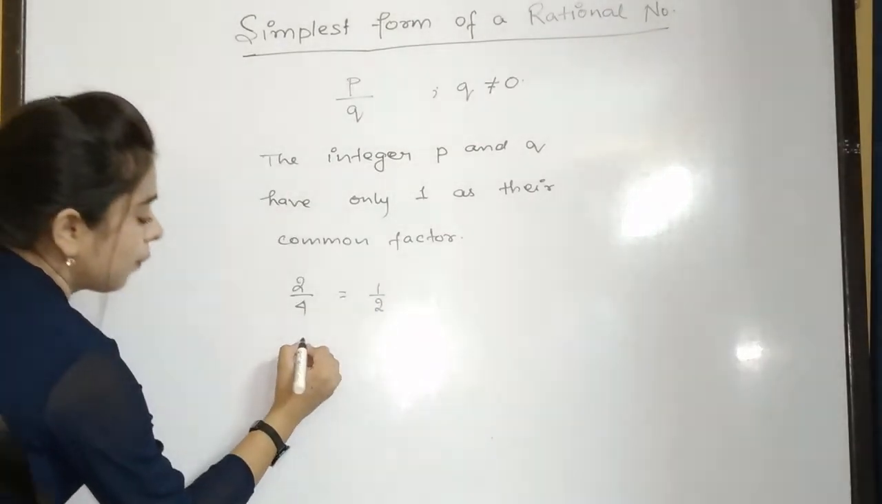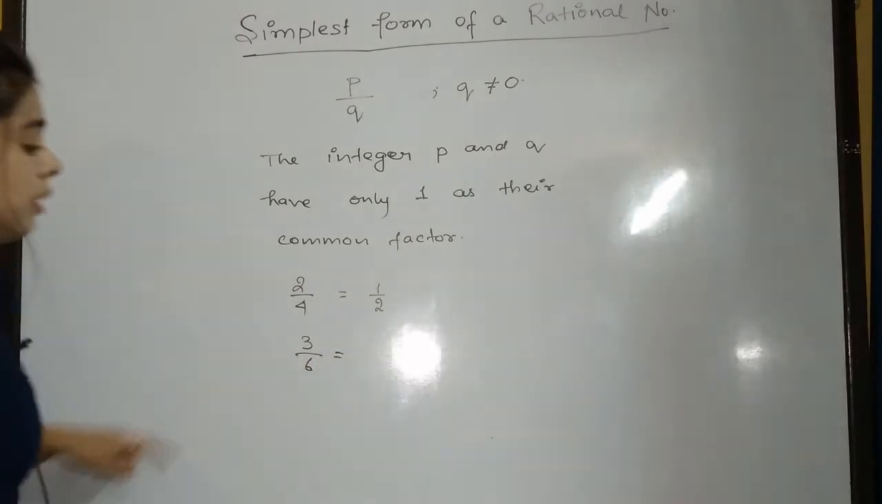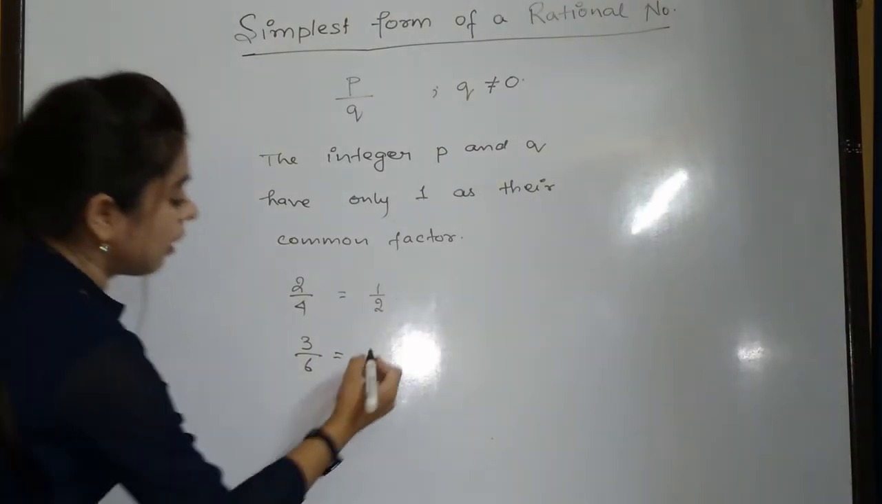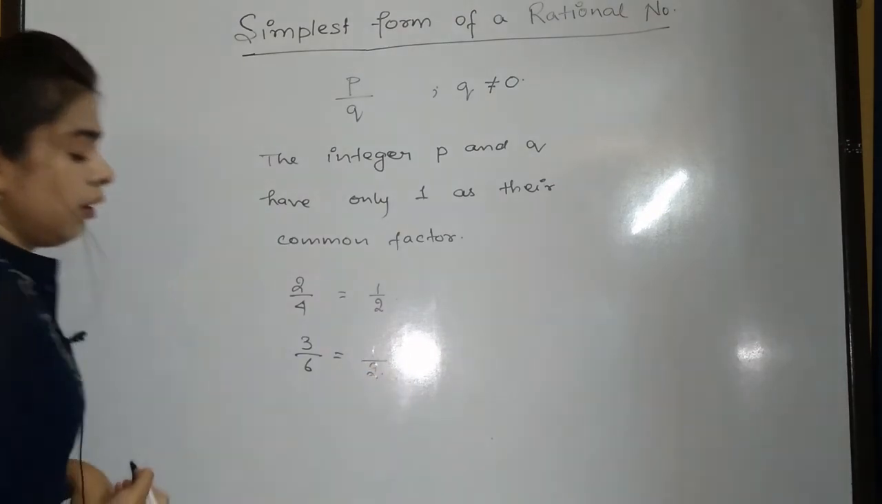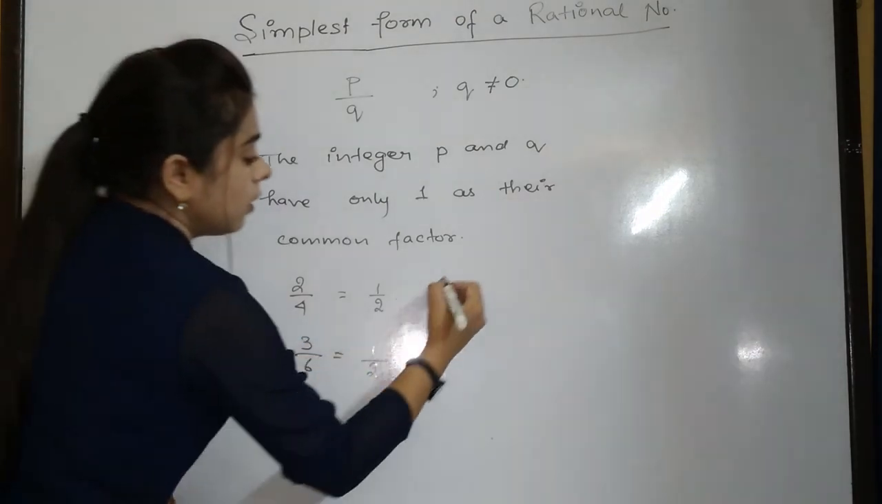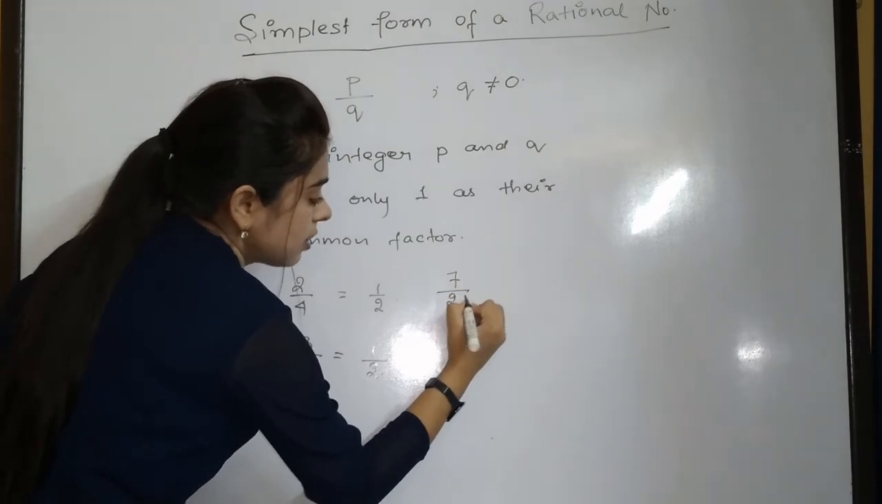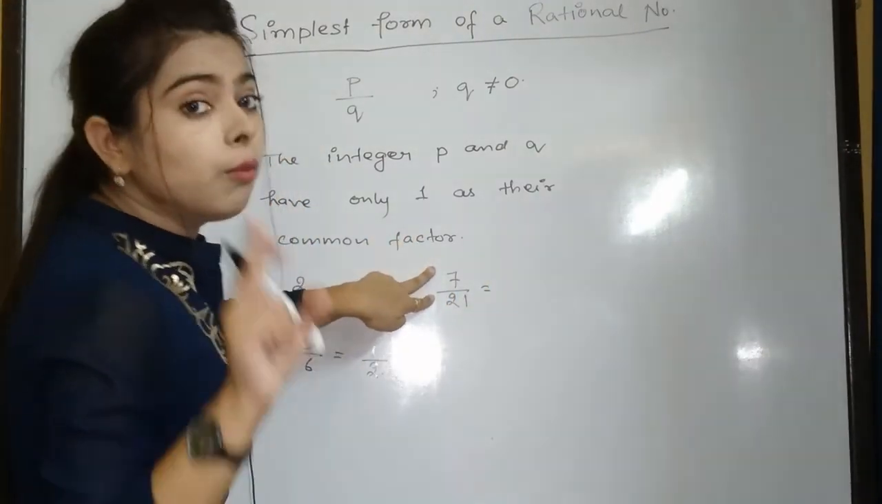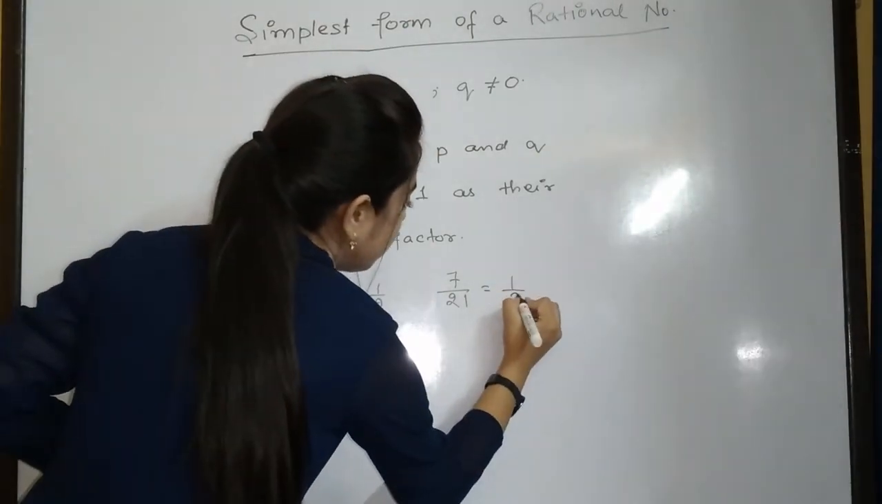Now if I give you 3 by 6, I will ask you, what is the simplest form of this rational number? They have to have only 1 as their common factor, so it will be 1 by 2 again. Now if I give you suppose 7 by 21, what is the simplest form? Both the integers have to have 1 as their common factor, so this is 1 by 3.